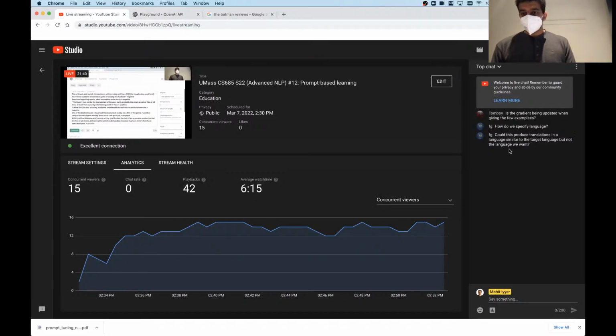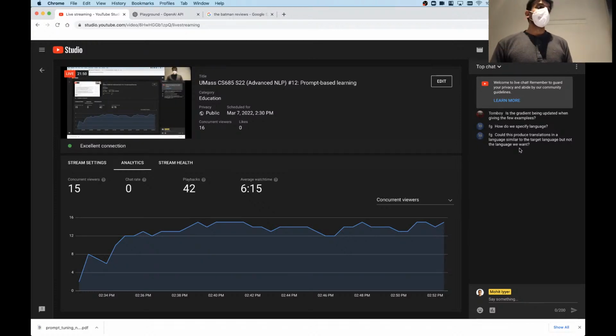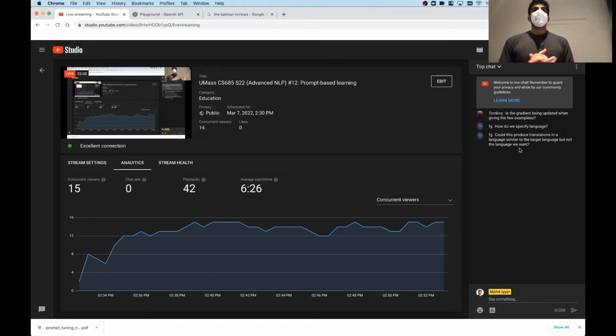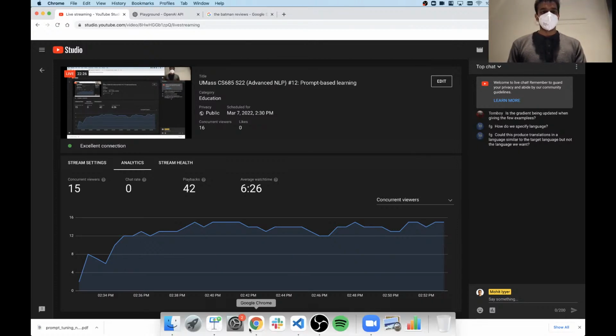Could this produce translations in a language similar to the target language, but not the language we want? Yes. This is actually a big problem if you're trying to do translation or any sort of multilingual or cross-lingual task. Say you give the model an English document and you tell it, give me a summary of this document in French. Now the model oftentimes will produce a summary but in English, or it'll produce some French text but it's not a summary. It's very hard to control in these cross-lingual things. These kinds of tasks are usually solved with multilingual language models, which we'll talk about next week. We'll see more instances of this in the lecture on multilingual language models.